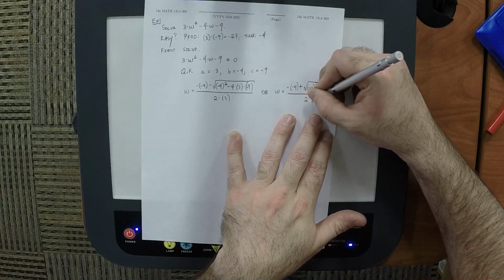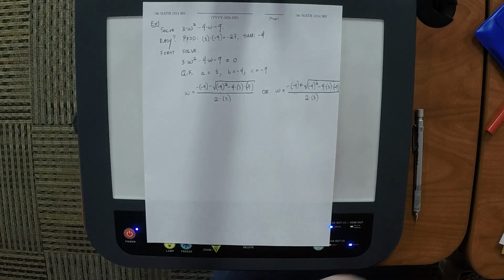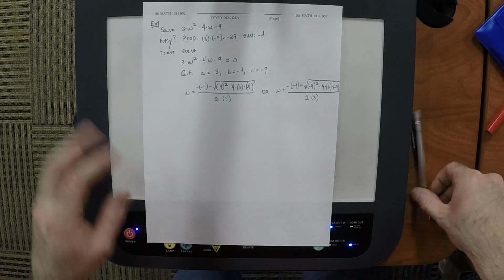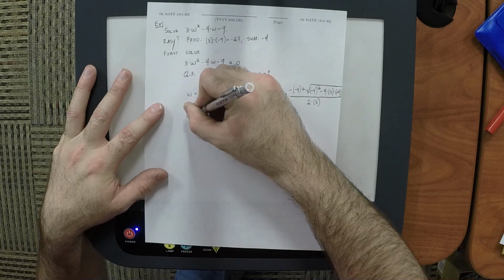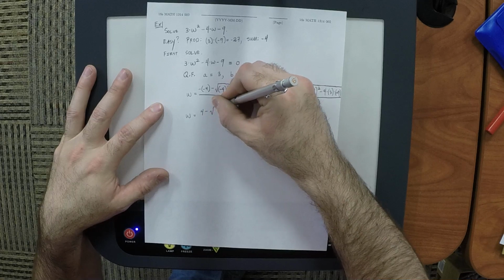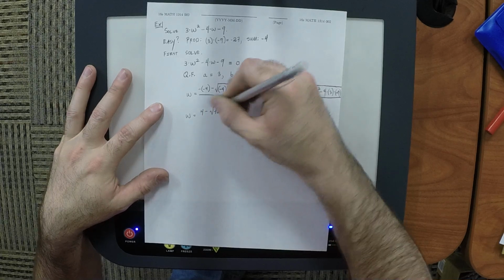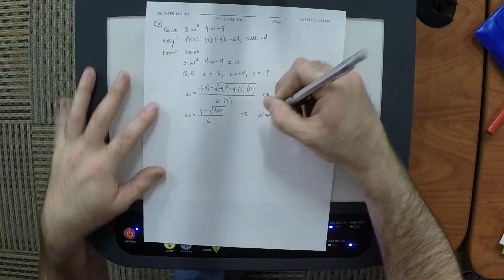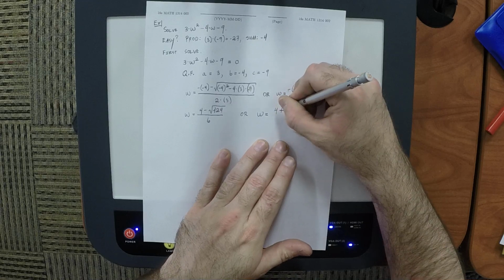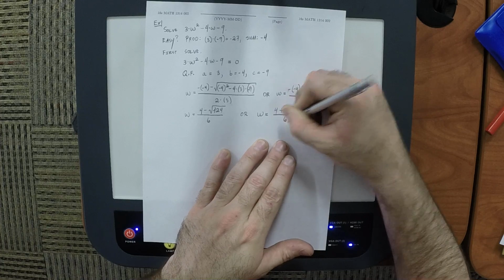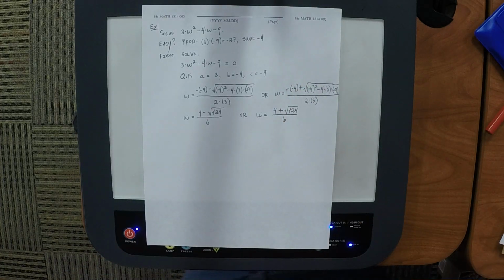Over 2a. Okay, so the discriminant, that's calculator work. 124. So W could be 4 minus the square root of 124 over 6, or W is 4 plus the square root of 124 over 6. Yes? I put that into my calculator.